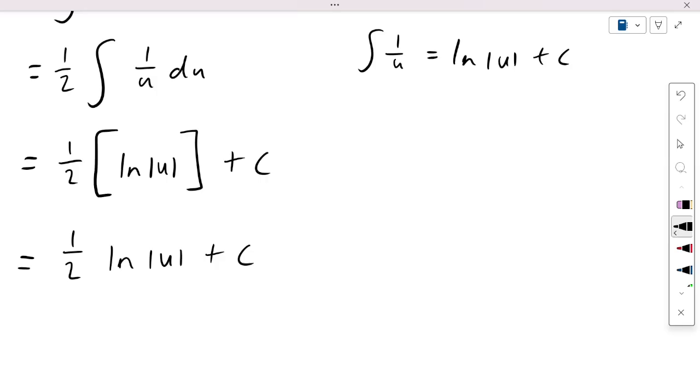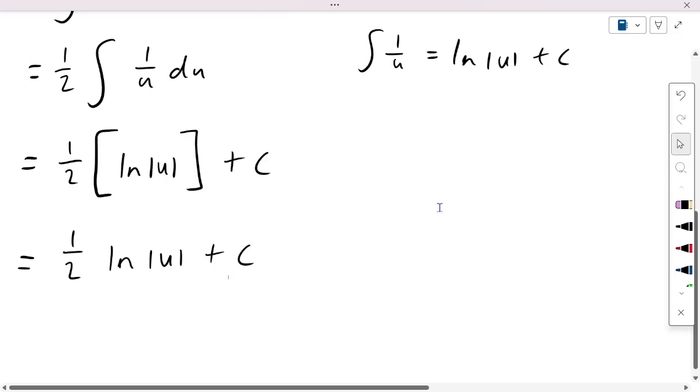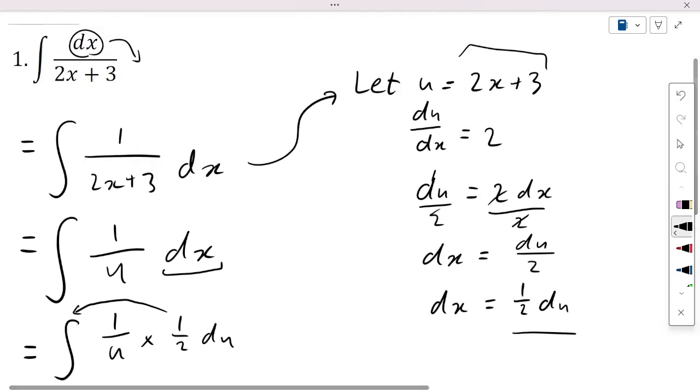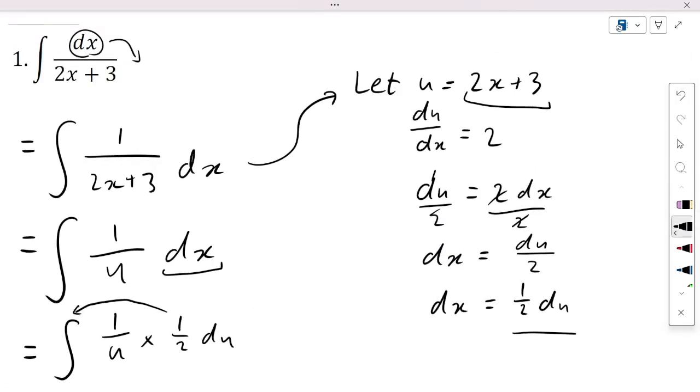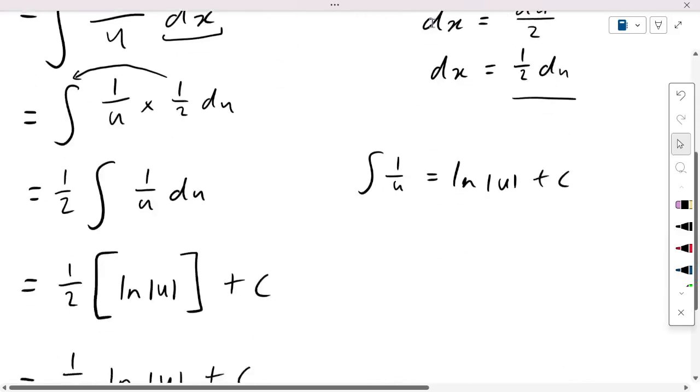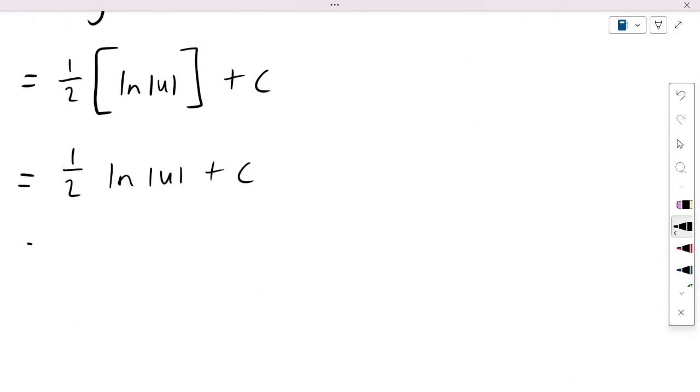Now, this is where some students might actually just leave the answer like this, right? You can't leave it like this because we have u, okay? So we have u over here, and we need to actually replace u with what we had in terms of x, right? u is equal to 2x plus 3. So let's do that. So it's going to be equal to 1 over 2 natural log of 2x plus 3 plus c. And that is our answer.